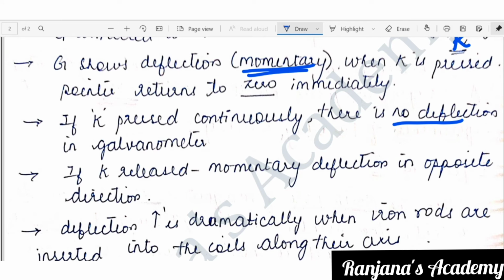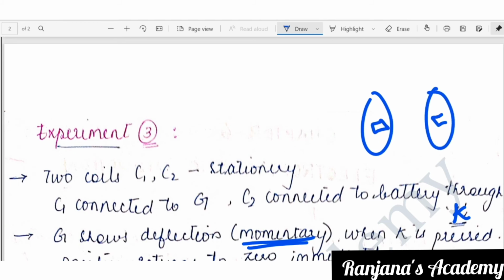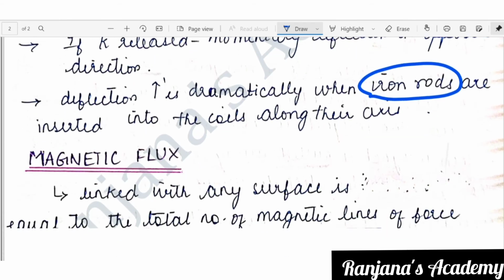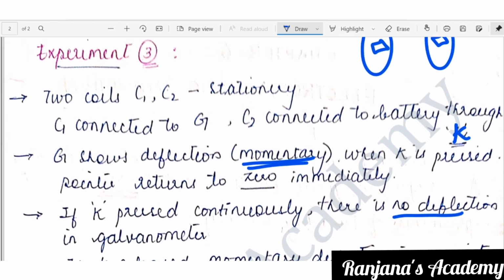The deflection increases dramatically when iron rods are inserted into the coils. Now you are inserting iron rods in between these coils. What happens? The deflection increases dramatically. So the conclusion from experiment 3 is that relative motion is not always necessary for the production of electric current.